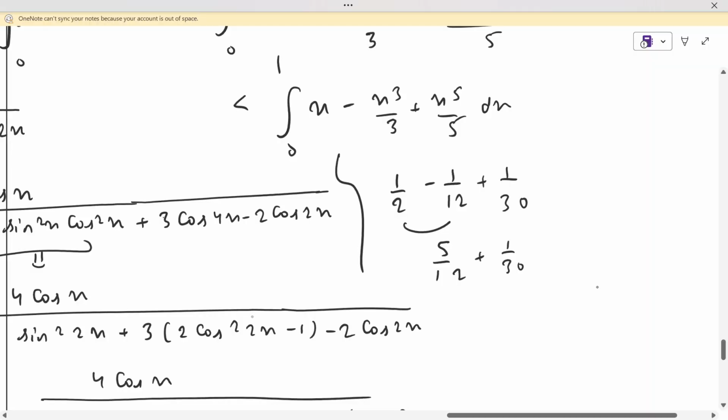I hope it's correct. Then I will write as what? Take the assembly what? 60, I guess. Right. So 25 plus what? 27 by 60.